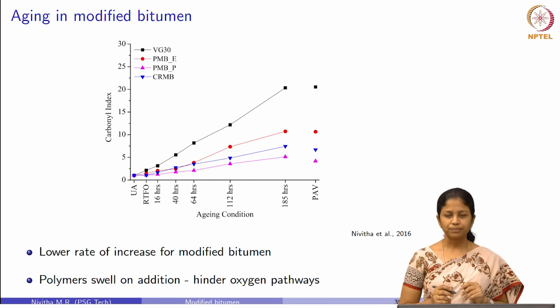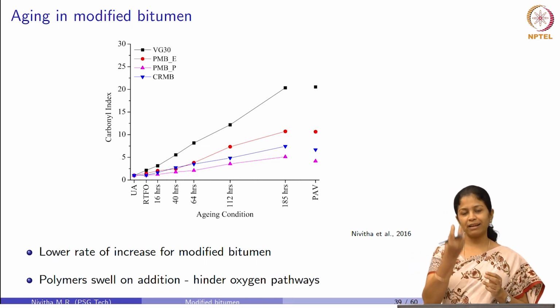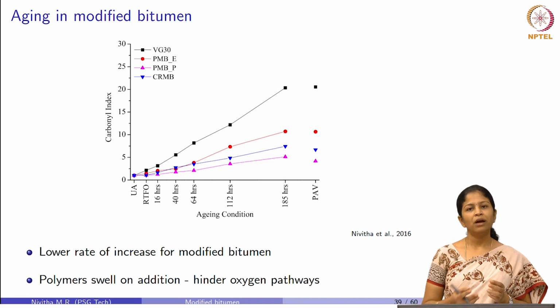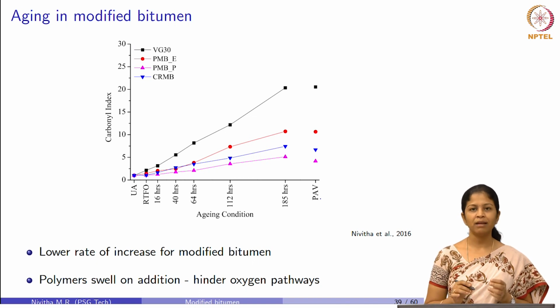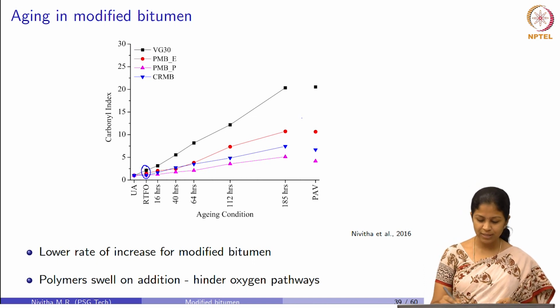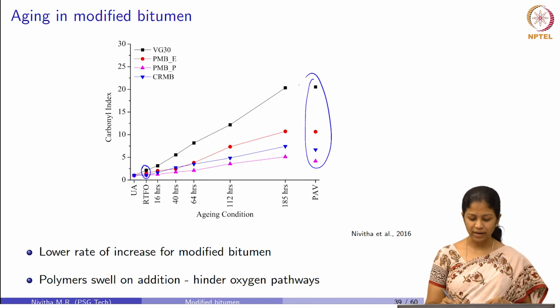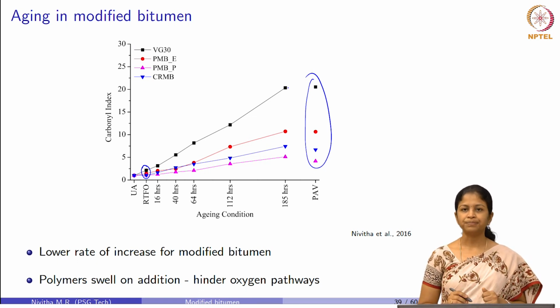bitumen itself. So, for this we took the modified bitumen as a whole and quantified these compounds, carbonyl and sulfoxide index, at different aging conditions as we had seen before. So, we can see what the rate of aging is. If we do an RTFO, we will get only this point and only this point. We will not be able to see what the rate of aging is here.